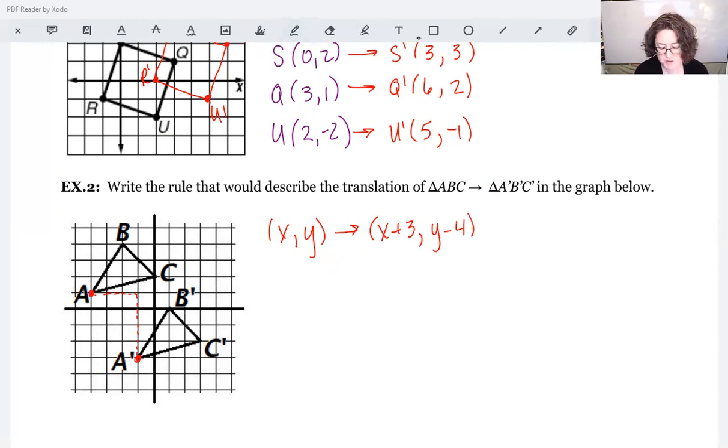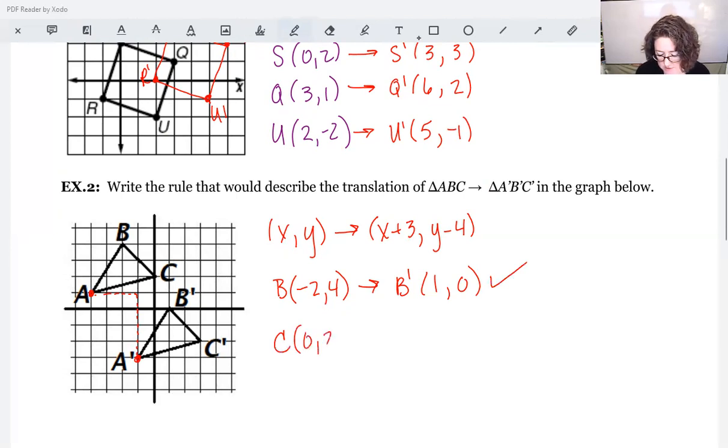Let's check our other two coordinates just to see if that rule applies. So our original B was at -2, 4. If we apply that rule, -2 plus 3 gives us 1. 4 minus 4 gives us 0. Our new B prime is at the point 1, 0. That works. Let's check C just to make sure. Original C was at 0, 2. If we apply our rule, okay, 0 plus 3 is 3. 2 minus 4, negative 2. And that is exactly where C prime is. Awesome, our work checked out.